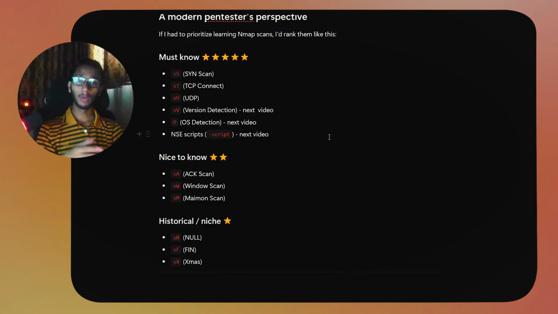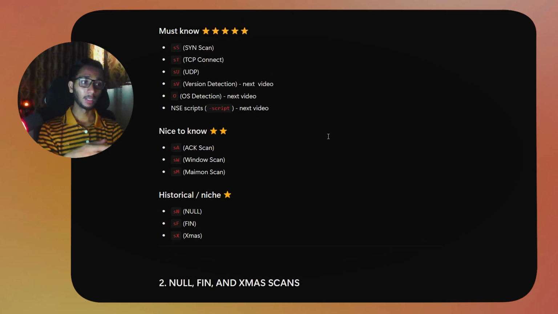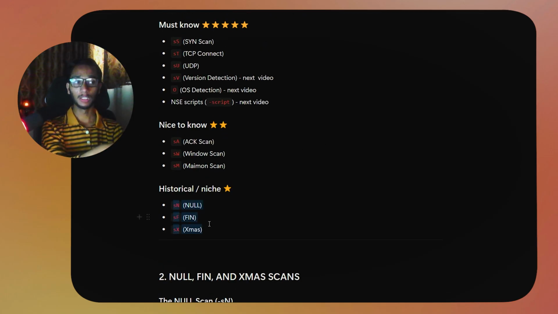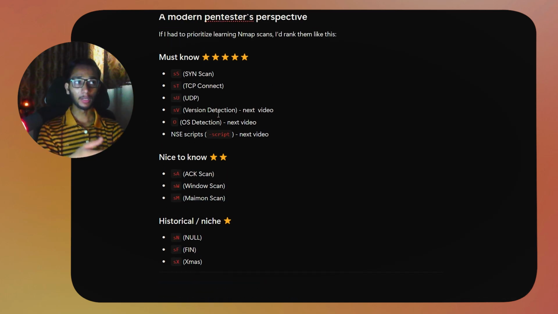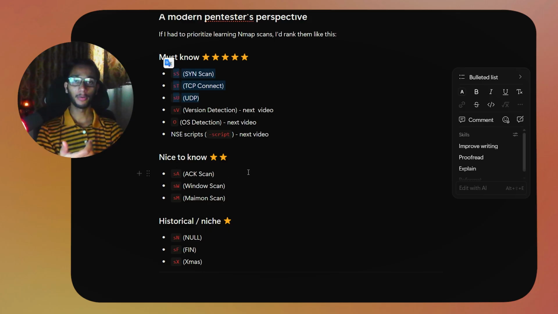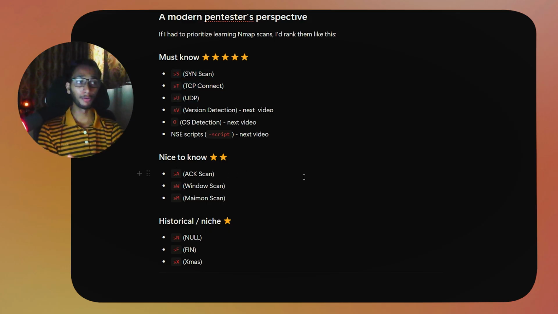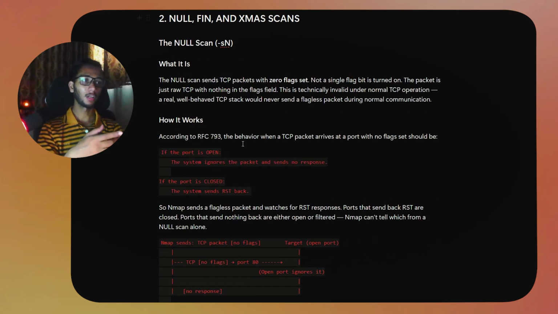So what I'm going to do from now is give you an overview of these three scans, then we will talk about them in a bit more detail. I have already covered these three in the previous video. If you have not watched that, I recommend checking it out first. And in the next video I will be talking about these two, the version detection and the operating system detection, right? So let's start with the NULL scan.